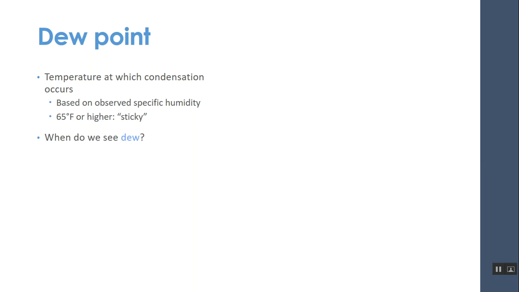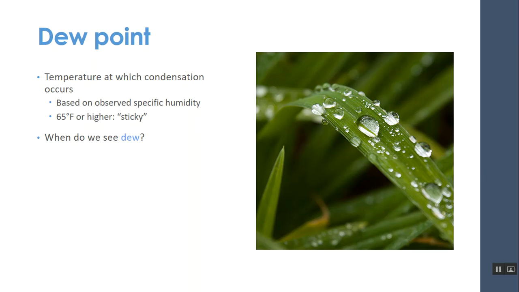And so if you think about this, when do we see dew, right? We normally see it in the morning, right? Because in the morning, the air is coldest, that dew point is going to be lower, it's going to be able to hold less moisture in the air, so we're more likely to get that condensation in the morning.